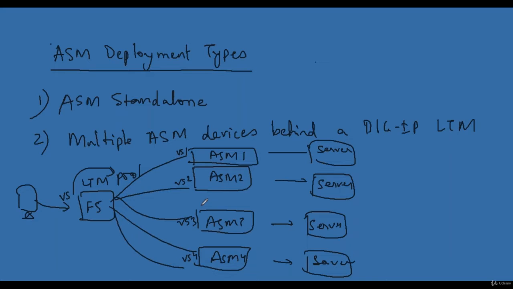Generally, the performance of the ASM module is sufficient for most environments. However, in some organizations, the performance requirements might not be met with a single appliance. So in those scenarios, deploying multiple dedicated ASM devices behind an LTM delivers a higher performance level. And deploying dedicated ASM devices can allow the organization to even scale on demand. When any new ASM is required, it can easily be added to the LTM pool.